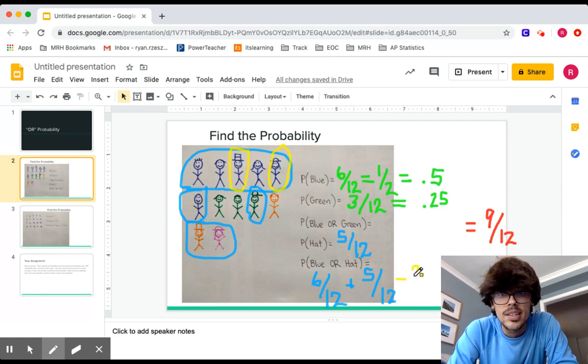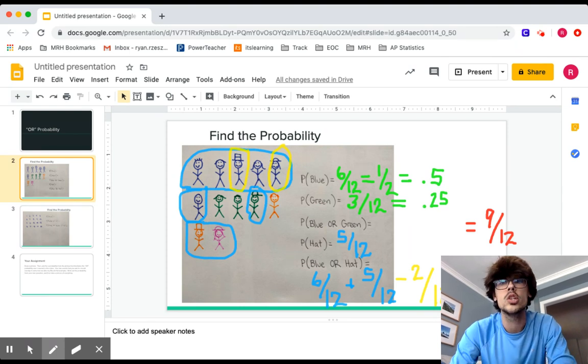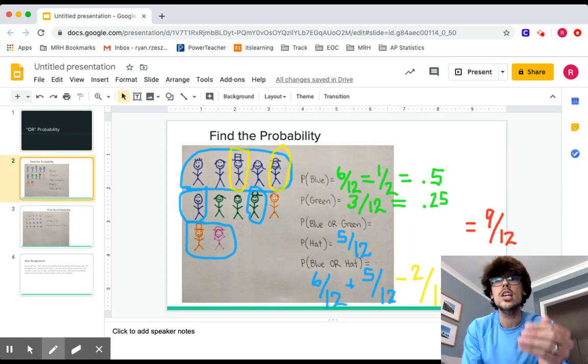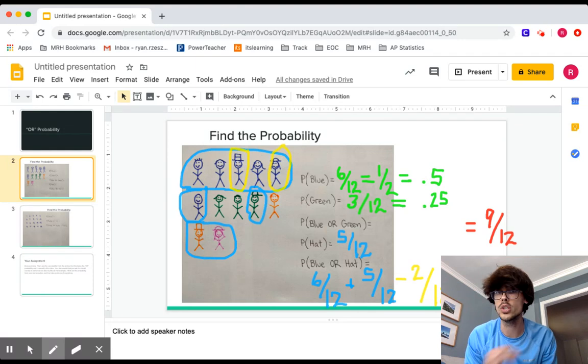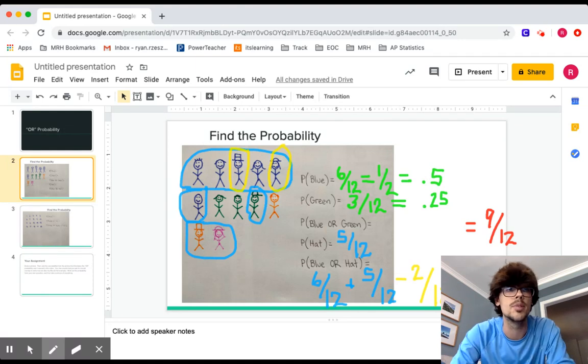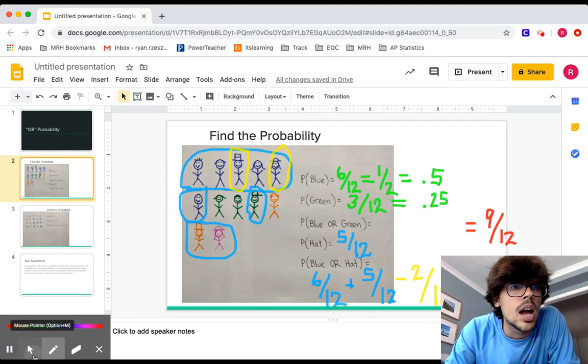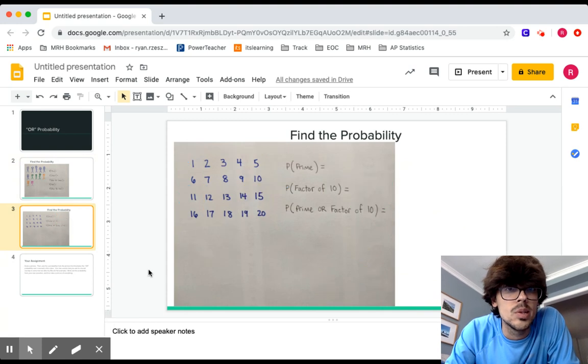And if I subtract out the 2 people I double counted out of 12, then I do get the right answer for this one of 9 out of 12. So you add your probabilities together, but the new thing that you have to watch out for that trips people up is you subtract out what you double counted, so you don't end up double counting anymore. I have one more example of that. I'll go a little faster through this one.